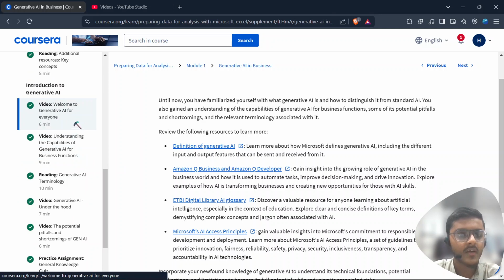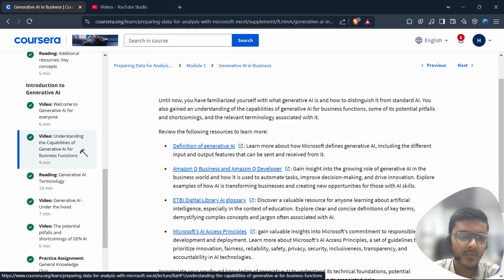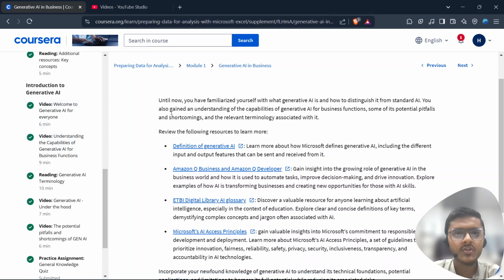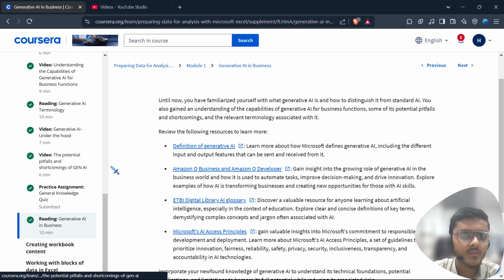The next part which I just completed was Introduction to Generative AI. It covered generative AI for everyone, capabilities for business functioning, and generative AI terminology, like what GAN is, what BERT is, what GPTs are and everything. It was also told that GPT-3 made some mistakes, so it is not very reliable and is inconsistent for legal purposes. This was the whole crux of the last 3 or 4 sections.